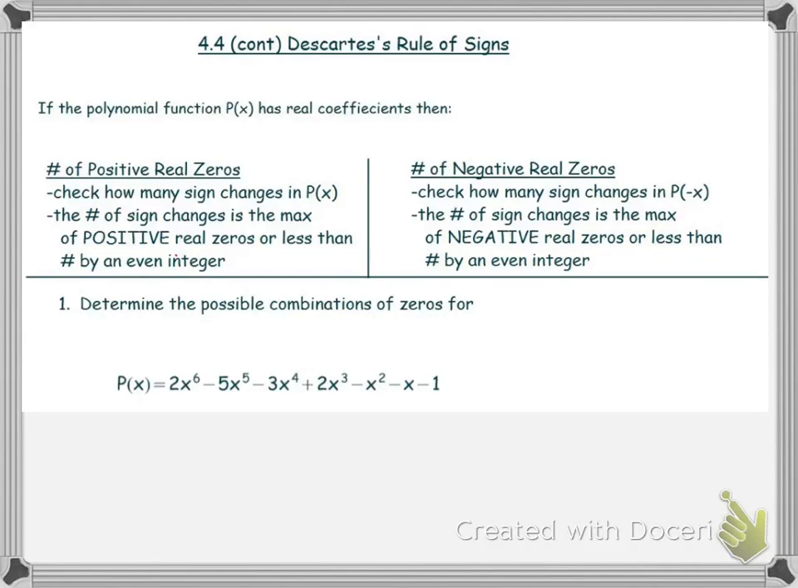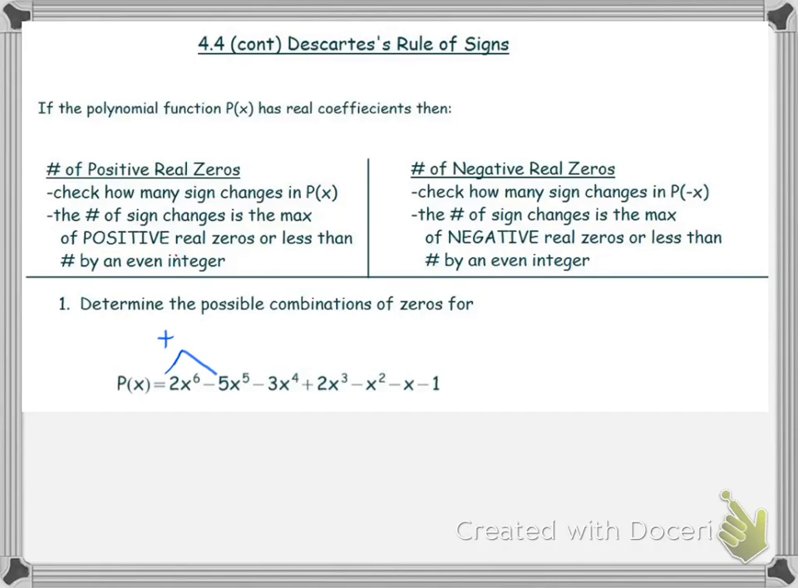Okay, so we're going to be studying Descartes' rule of signs, and this is where you can tell the number of possible positive real zeros and negative real zeros. First, you're going to check the sign changes in the polynomial, okay? And that's going to be the max number of positive real zeros, or less than that number by an even integer.